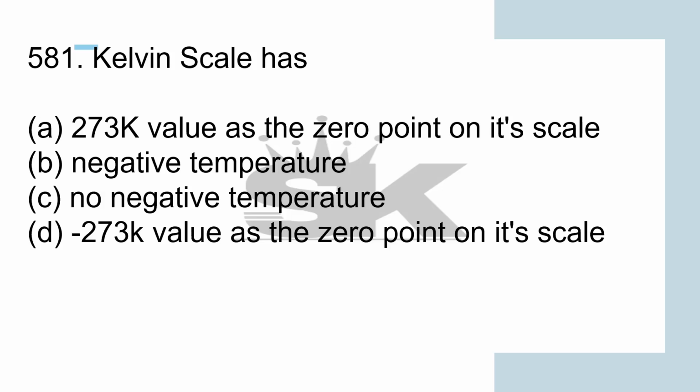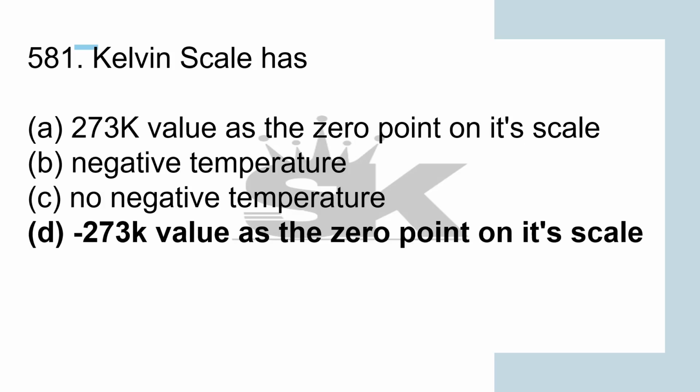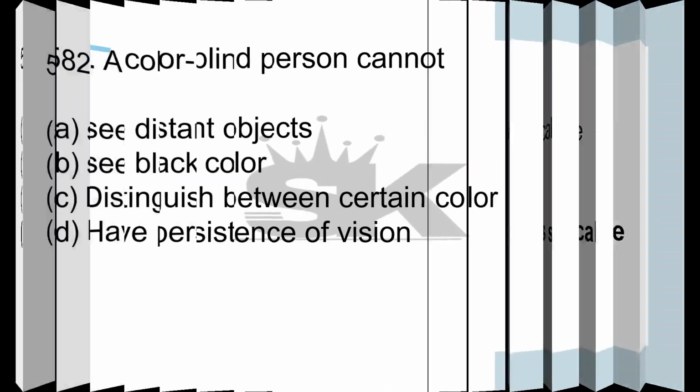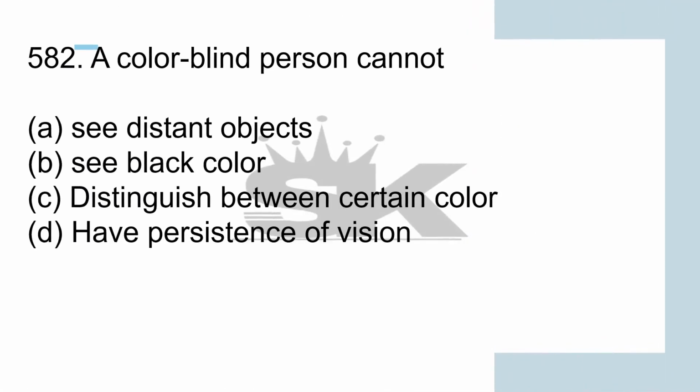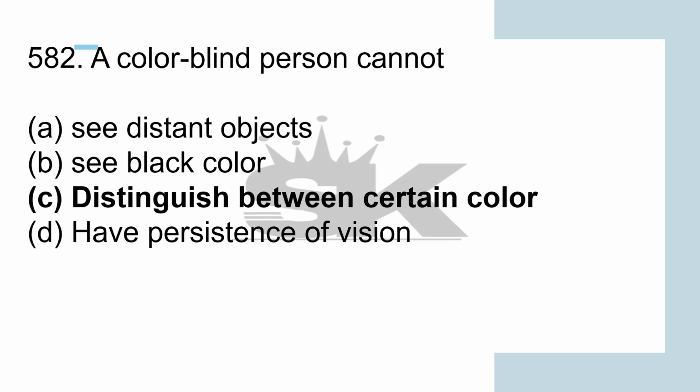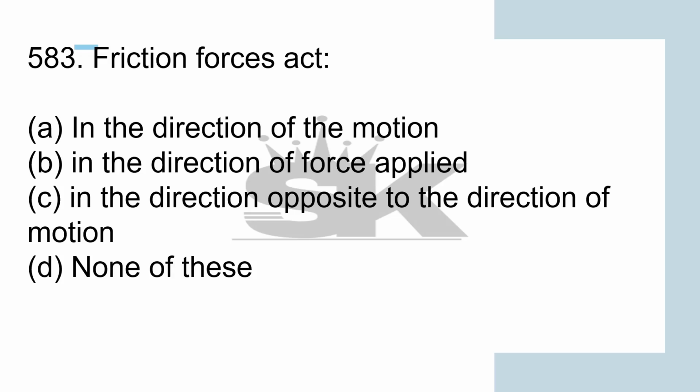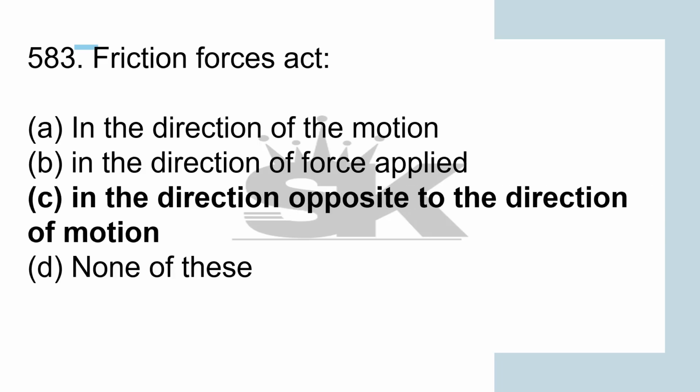Kelvin scale has a value of 0 as its zero point on its scale, which is -273 degrees Celsius. Okay. A colorblind person cannot distinguish between certain colors. Okay, it's option C. Friction force acts in the direction opposite to the direction of the motion. Everyone knows this one. Okay.